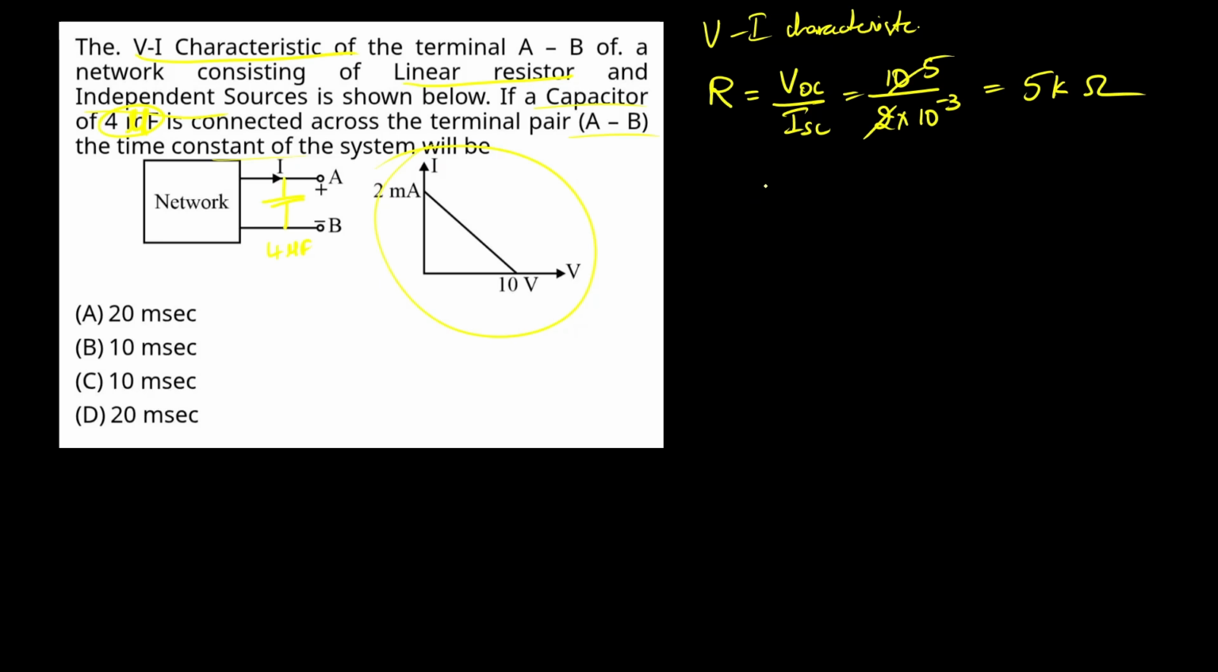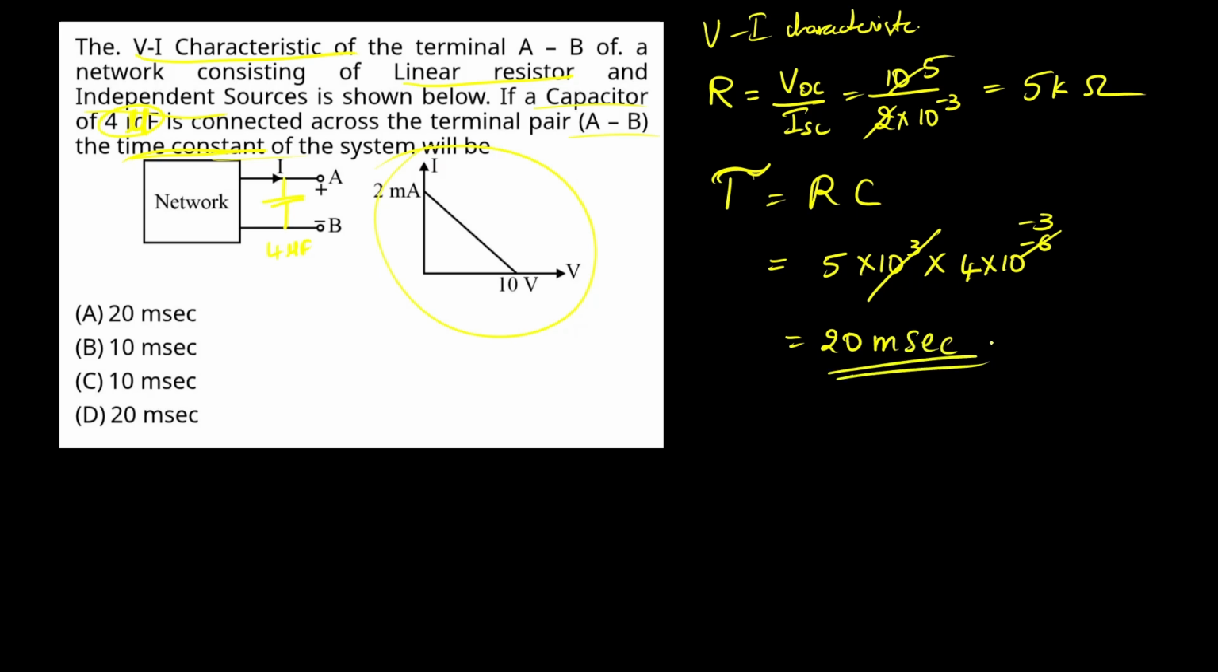So what they have said is that if you add a capacitor along the terminals AB, what is the time constant? We all know the time constant is equal to RC. We know the value of R and we know the value of C. 5 kilo ohms into capacitance 4 microfarad, 4 into 10 to the power of minus 6. So this will get cancelled, this will get minus 3. So 5 4s are 20 milliseconds is the correct answer. So the right option for this question is option A.